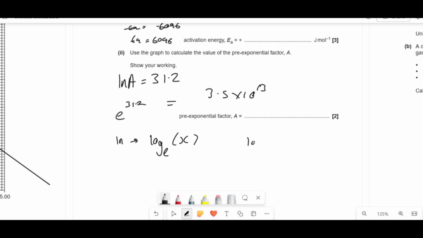You know how you do log to the base 10, negative log of H plus, to get pH, and you do 10 to the minus whatever the pH value is to get your H plus again? Same thing here. You're just doing e to whatever that thing is. So e to the whatever your ln value equals will give you the original thing. Similar thing here. There you go.